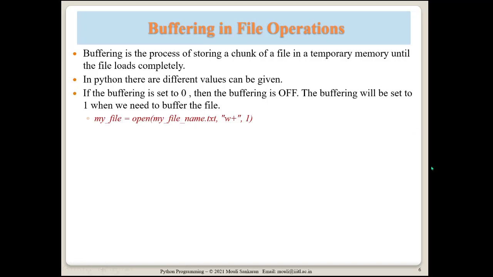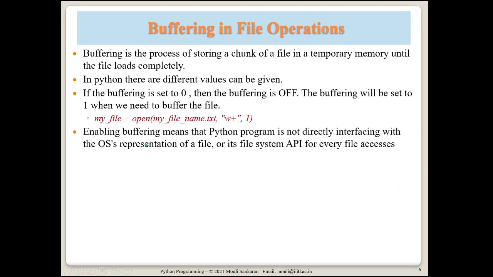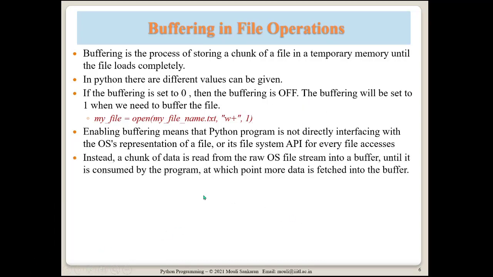If you are accessing bigger video files, MOV files or something, from the hard disk, enabling buffering will be a better option. Enabling buffering means the Python program is not directly interfacing with the OS representation of a file, the file system API, for every file access. When you do this, it is actually a notification to the OS that I want the buffering to be done. So it improves performance from the programmer's and the application's perspective.